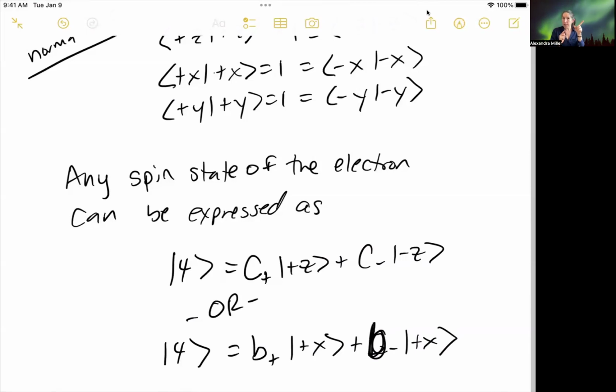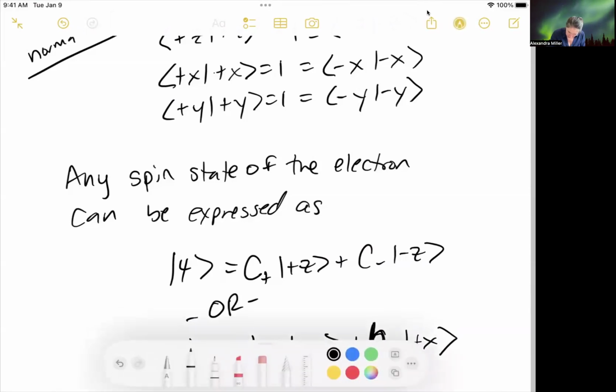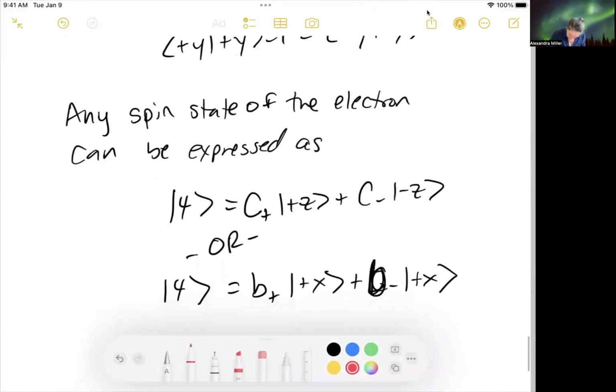Just like in your intro physics class, you could represent the same position vector in Cartesian or polar coordinates. Here, we can represent the same physical quantum state with z basis vectors or with x basis vectors. And I'm sorry, I'm making all sorts of typos. This should also be a minus x, right? With coefficients. These coefficients, of course, will depend on which basis you're working in. So that's why I chose b's and c's to remind you that they're different.